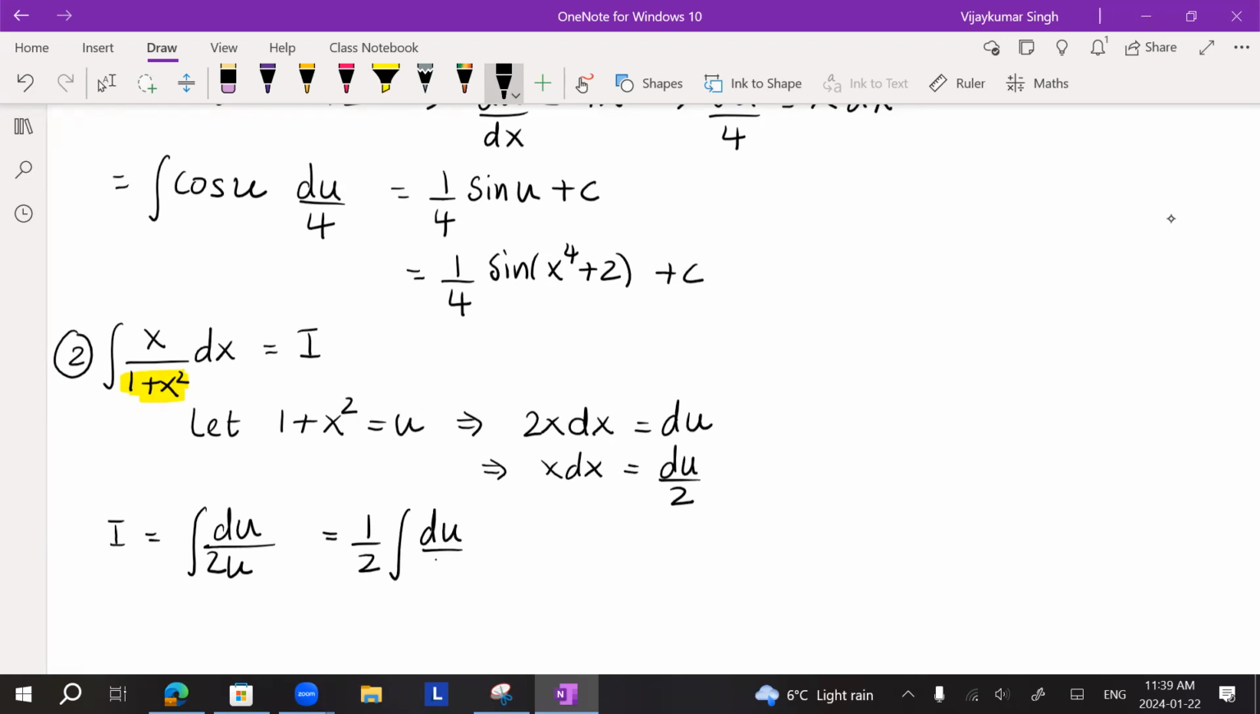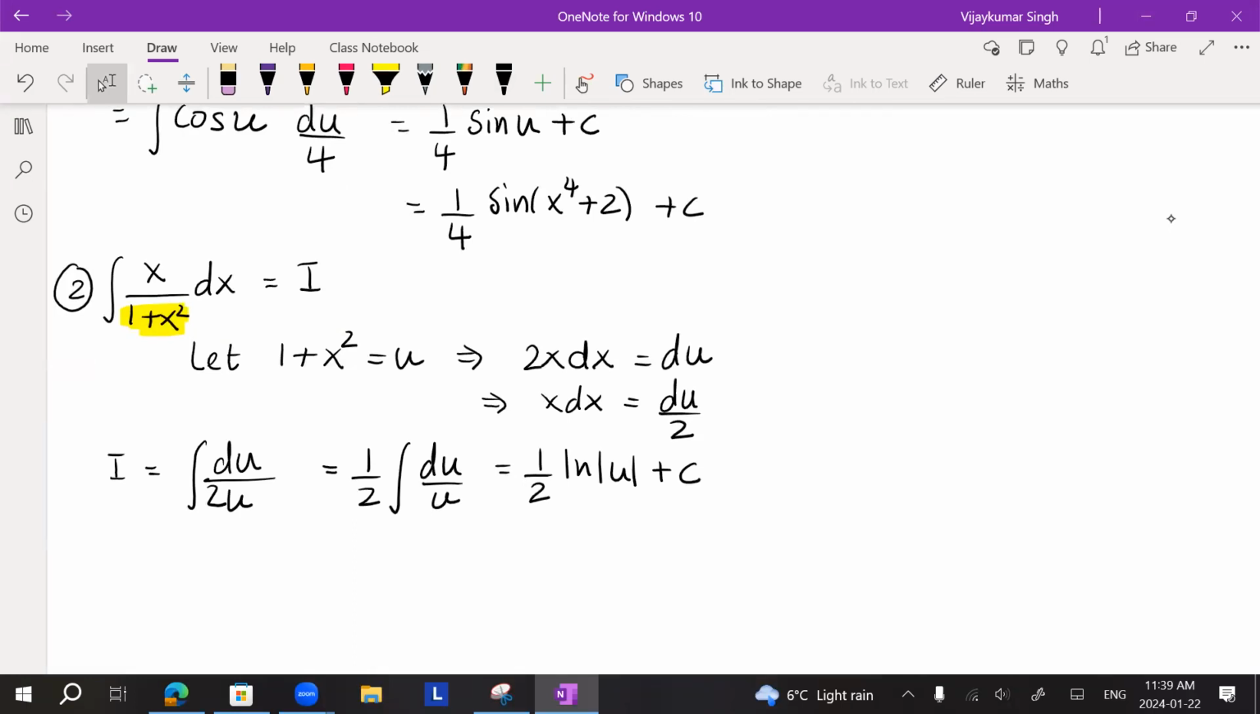Integration of du by u, which is integration of 1 by u, is ln u. This is going to be ln of absolute value of u plus c. And then once you have that, you can substitute back what your u is. So you get ln of x squared plus 1 plus c, because your u is 1 plus x squared.